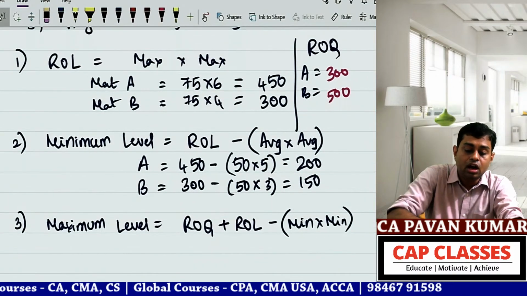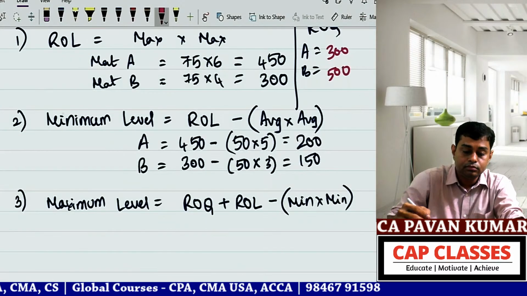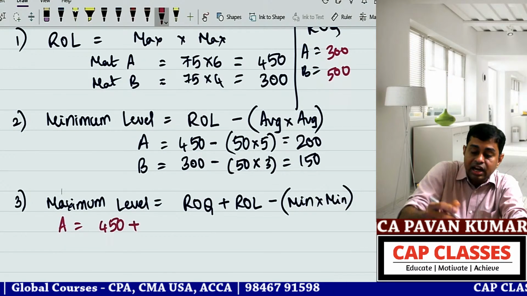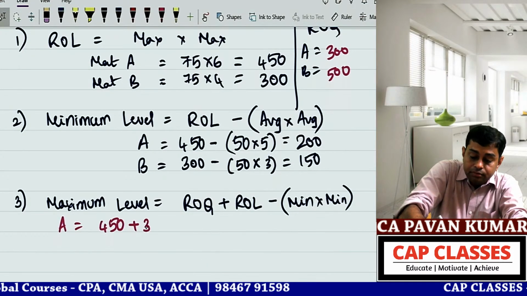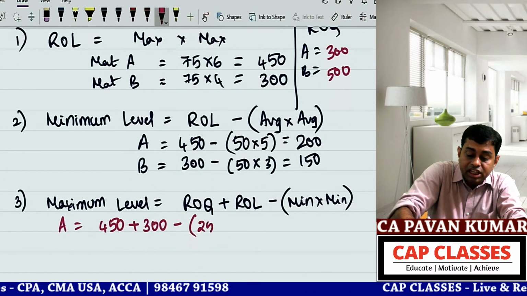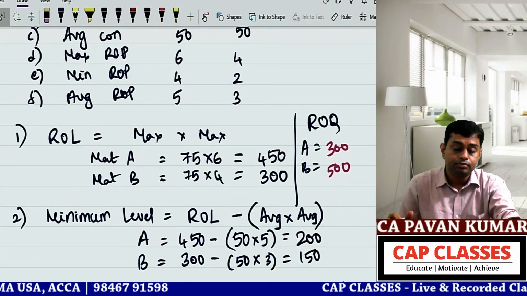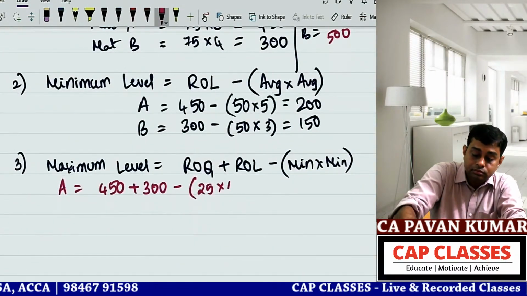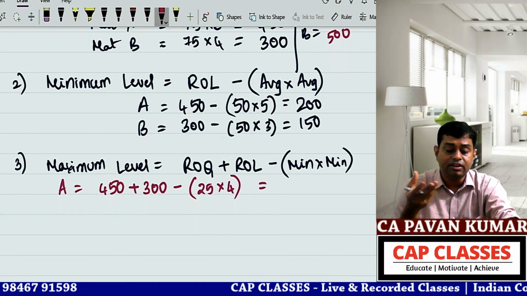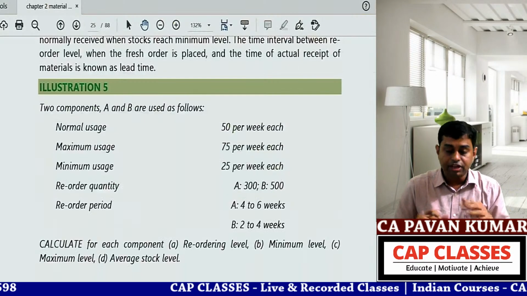Okay, so reorder level we calculated for A, 450. For A, it is 450 plus reorder quantity given in the question 300 minus minimum into minimum. Minimum consumption is 25 into minimum lead time is 4. That is equal to 25 4s are 100. 450 plus 300, 750 minus 100. Is it 650?